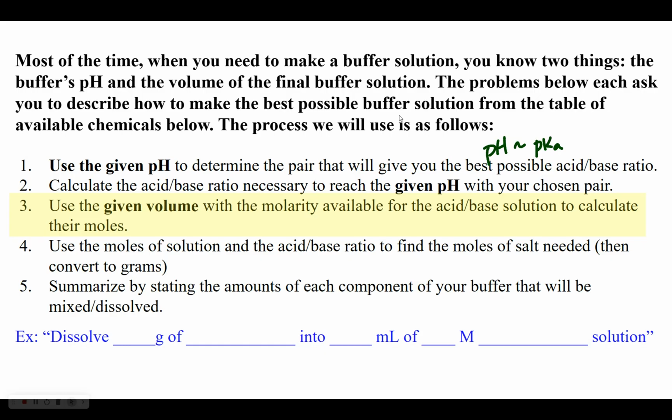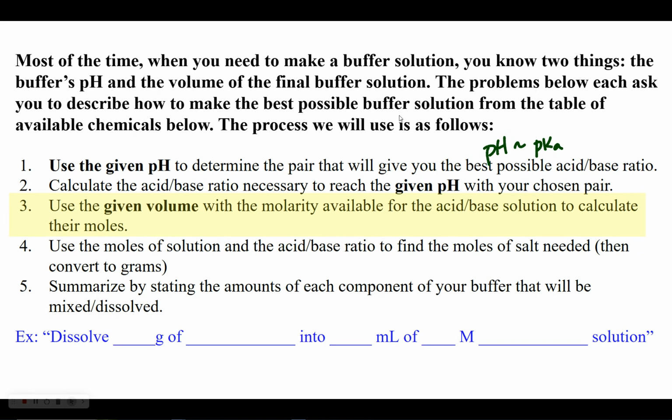We're going to use the given volume, because once again we'll know the volume we're aiming for, and once we know what acid we're going to be using and what molarity is available for it, we can use that volume and molarity to calculate the moles of that weak acid that we're going to have. And once we know those moles, then we can use those moles in step 4 with the ratio we already solved for to find the moles of our conjugate needed and convert to grams, just like we did in that last problem on page 6. And that's technically all our calculations.